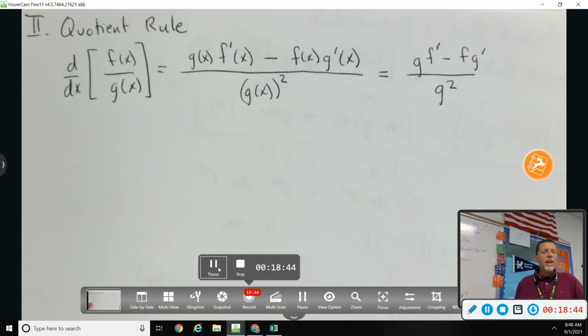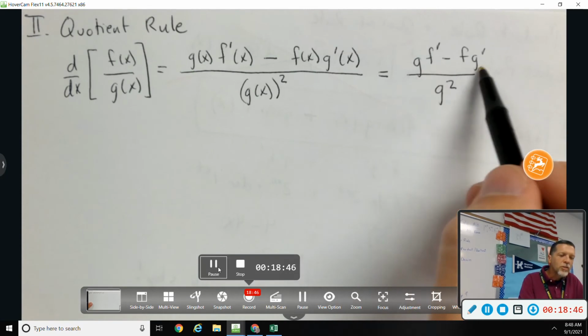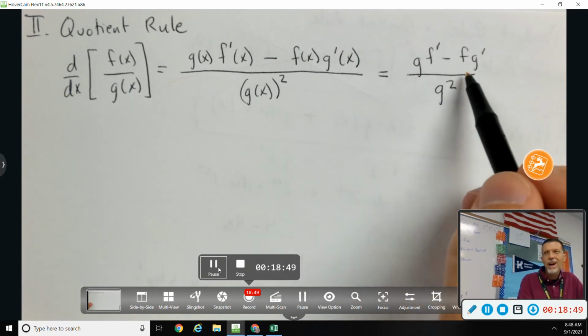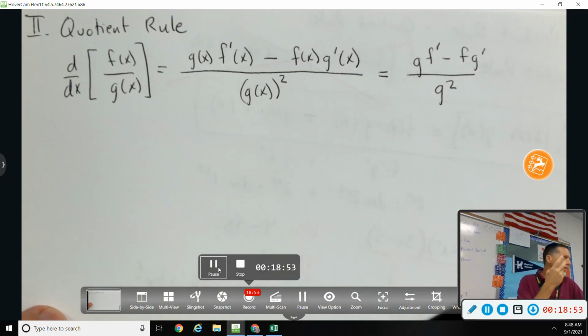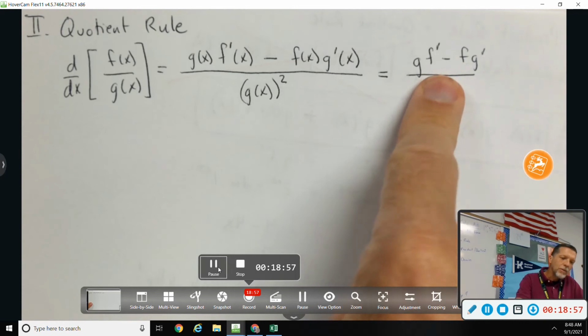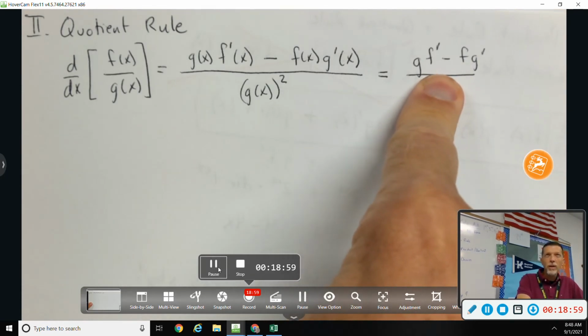All right, now how you remember this, like the big trick is, do you get the right one first in the top? Everybody knows it's over g squared. Everybody knows it's 1 times the derivative of the other minus the other way around. The mistake happens when you wonder how you know if gf prime comes first or if fg prime comes first.